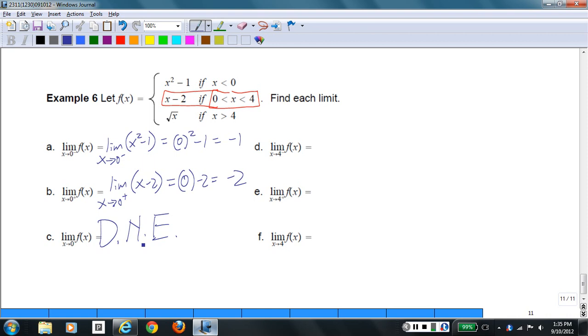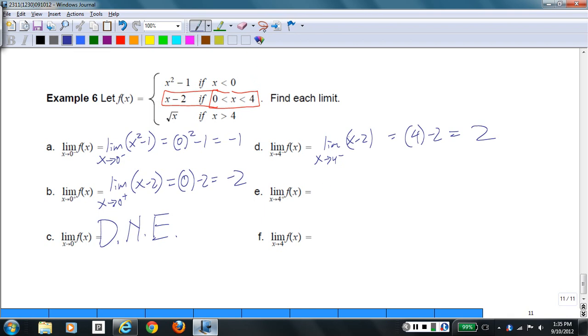More of the same. x approaches 4 from the left. If x is a little less than 4, x is between 0 and 4, so we use the expression x minus 2. So this is the limit of x minus 2 as x approaches 4 from the left, and that's going to be 4 minus 2, which is 2.